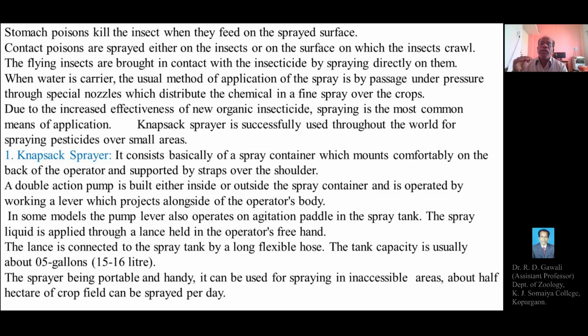When water is used as a carrier, the usual method of application of the spray is by passage of the insecticidal spray or solution under pressure through special nozzles which distribute the chemical or poison in a fine spray over the crops.